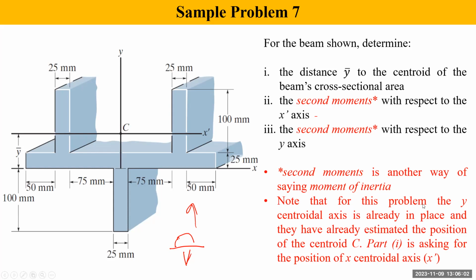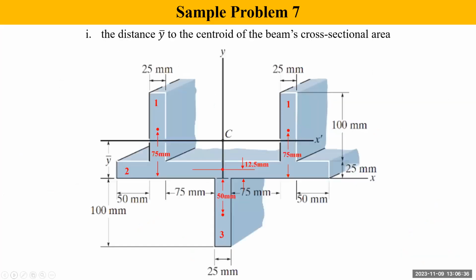Note that for this problem, the y centroidal axis is already in place, right? And they have already estimated the position of the centroid, right? So it is estimated for y. Part one is asking for the position of the x bar central axis. All right, so that's what they're clarifying. What is it that is asked up here? All right, now let us look at it. So we need y bar to the central axis of the beam.